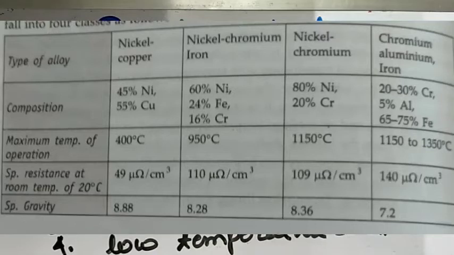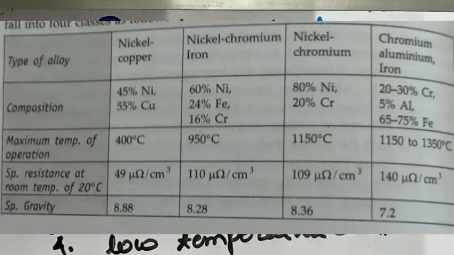So as per composition, in nickel copper alloy, nickel is about 45% and copper is 55%. In nickel chromium iron, the amount of nickel is 60%, chromium is 16% and iron is 24%. In nickel chromium, nickel is 80% and chromium is 20%. And in chromium aluminium iron, the percentage of chromium is 20 to 30%, aluminium is 5% and iron is 65 to 75%.